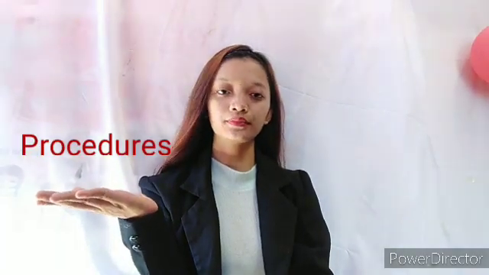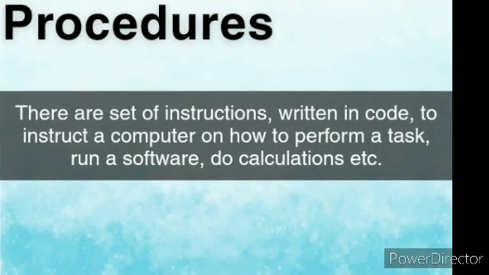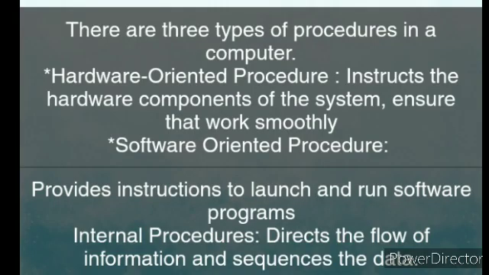Third element is the procedures. These are a set of instructions written in code to instruct a computer on how to perform a task, run a software, do calculations, and etc. There are 3 types of procedures in a computer. They are: first, hardware-oriented procedure. Instructs the hardware components of the system, ensures they work smoothly.